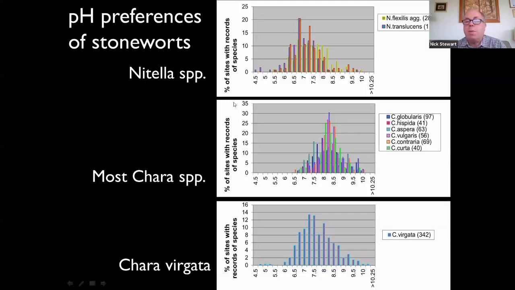Just to end up, I was going to talk a bit more about the chemical range, just what I was saying before. Nitellas tend to be in more acid lakes, or acid to neutral lakes, whereas Charas tend to be in more alkaline lakes, with the exception of Chara virgata, which is probably the only Chara you're going to get in the softer waters.